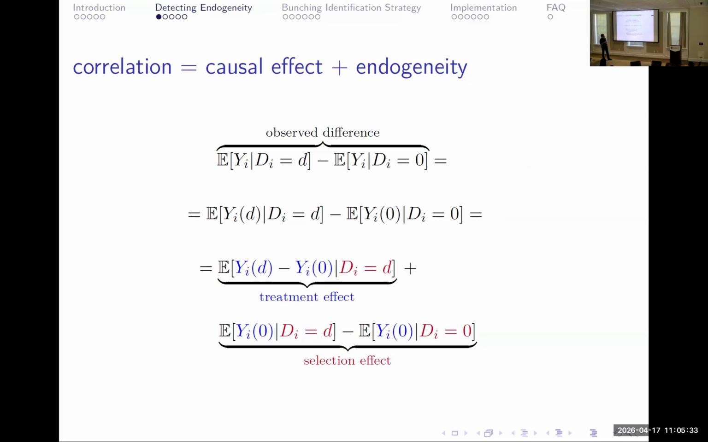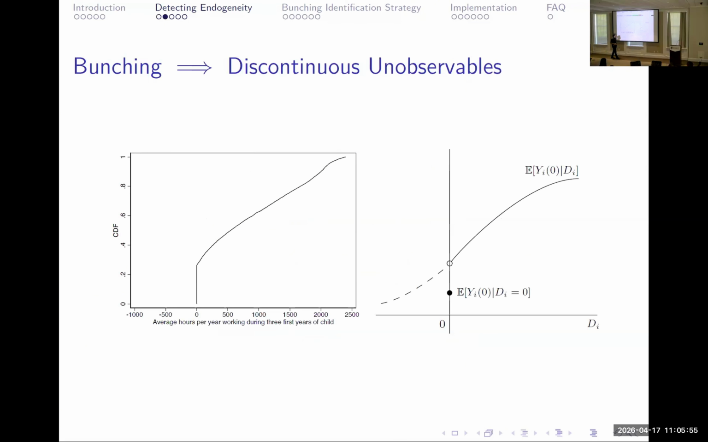Of course, you can always get the treatment effect by taking the difference afterwards, because we always observe this part, minus this part that we get to identify, gets us the treatment effect. So that is essentially the key main idea, and I'm going to explain to you why bunching can be leveraged to isolate the selection effect and turn off the treatment effect.